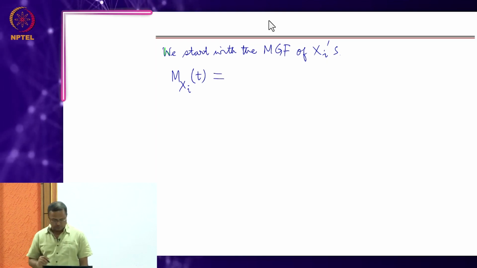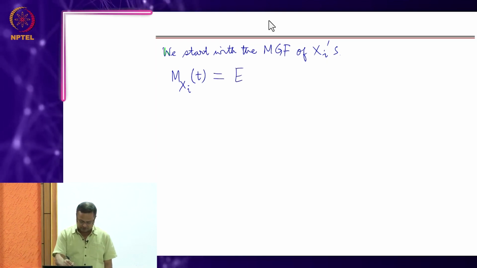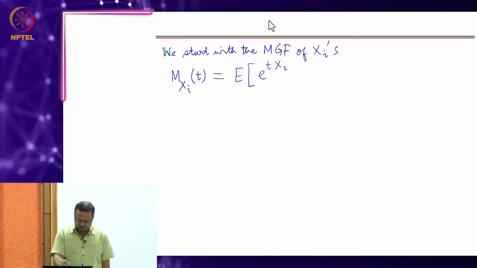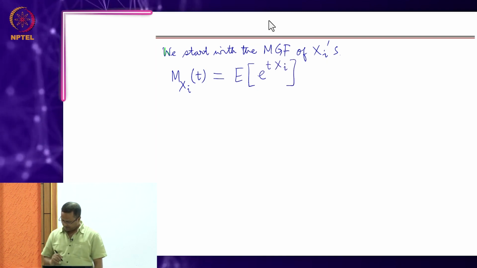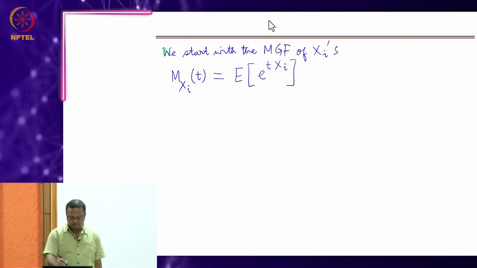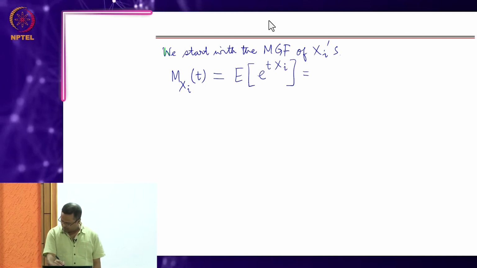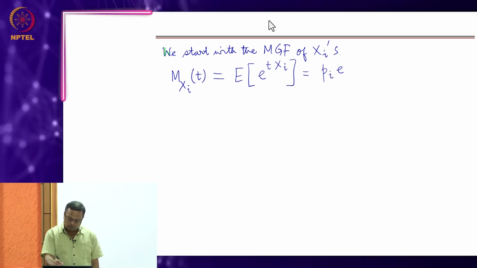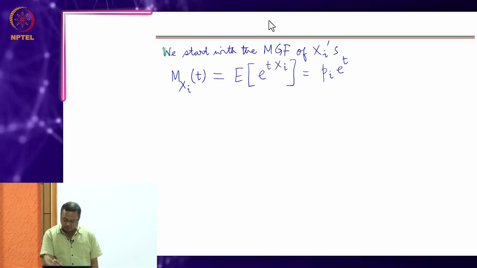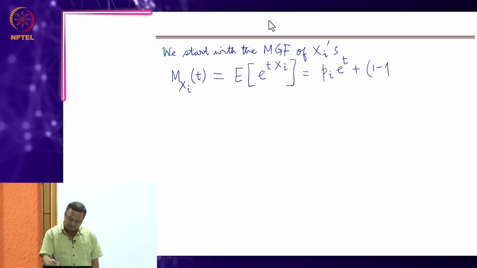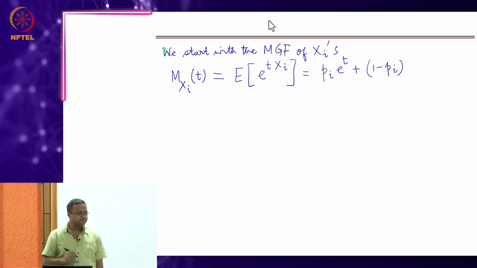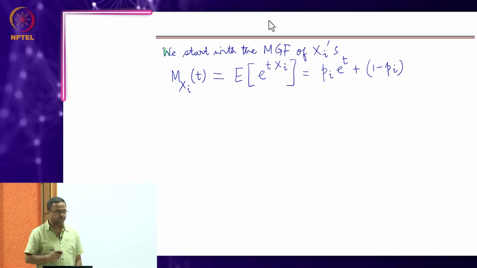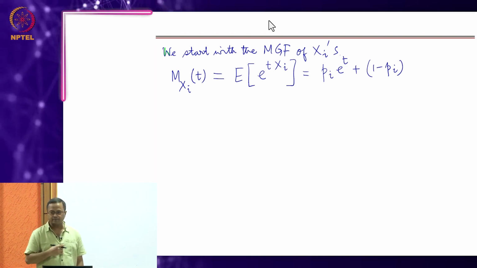Quickly figure this out. This is nothing but the expectation of e to the power of t xi. Xi is 0 or 1. So what I get is pi into e to the power of t plus 1 minus pi. Agreed? So, you are okay with this expression?